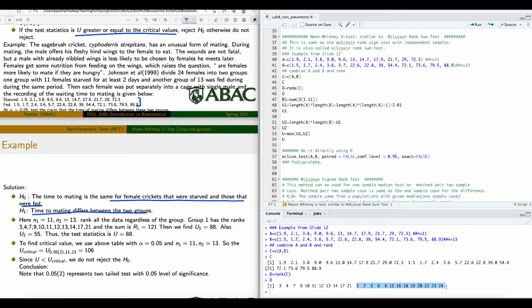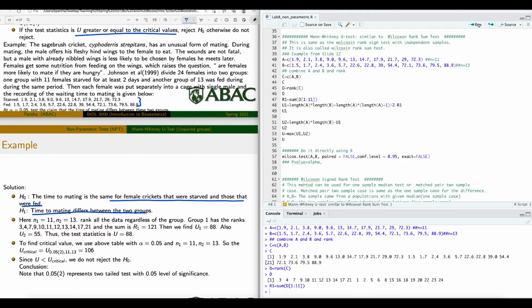Okay, so what is R1? R1 is the sum of the ranks from the first group. So you add these. How? Look at that R1. R1 is the sum of the D's from 1 through 11. Look at the bracket and parenthesis combination here. Be careful when you do that. So that is the value of R1.